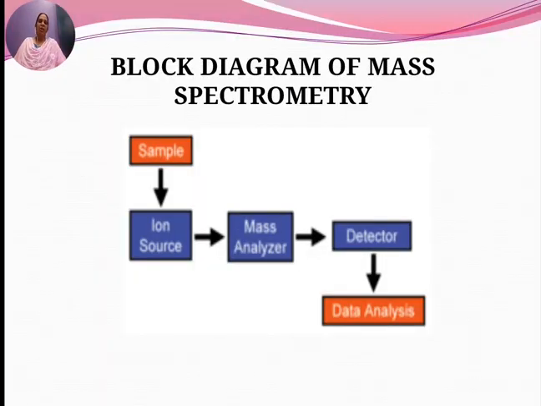Block diagram of mass spectrometer. This is the basic block diagram of a mass spectrometer. It consists of three blocks: the ion source, the mass analyzer and the detector. The sample is given to the ion source, the output of the ion source is given to the mass analyzer, and from the mass analyzer it is given to the detector, and we analyze the data sensed by the detector. So the block diagram consists of five blocks: sample, ion source, mass analyzer, detector and data analysis.